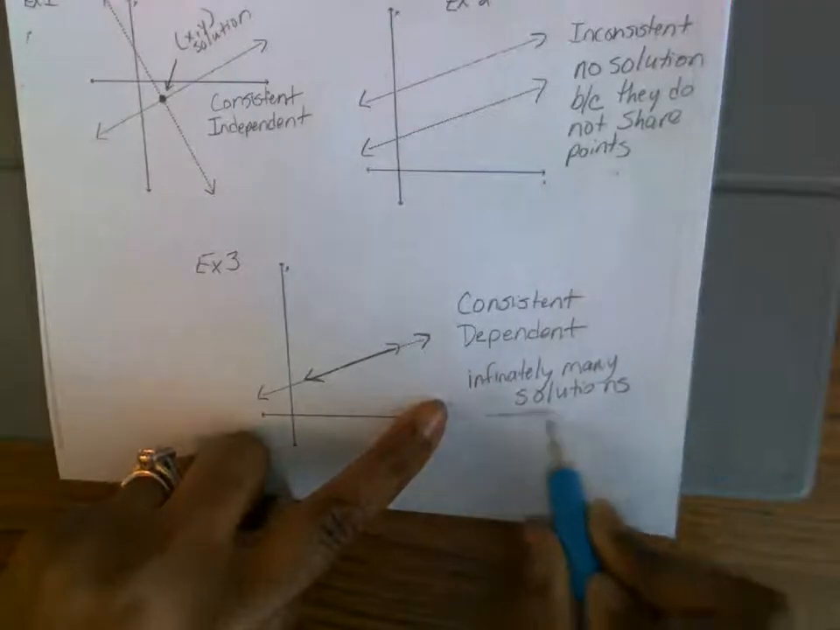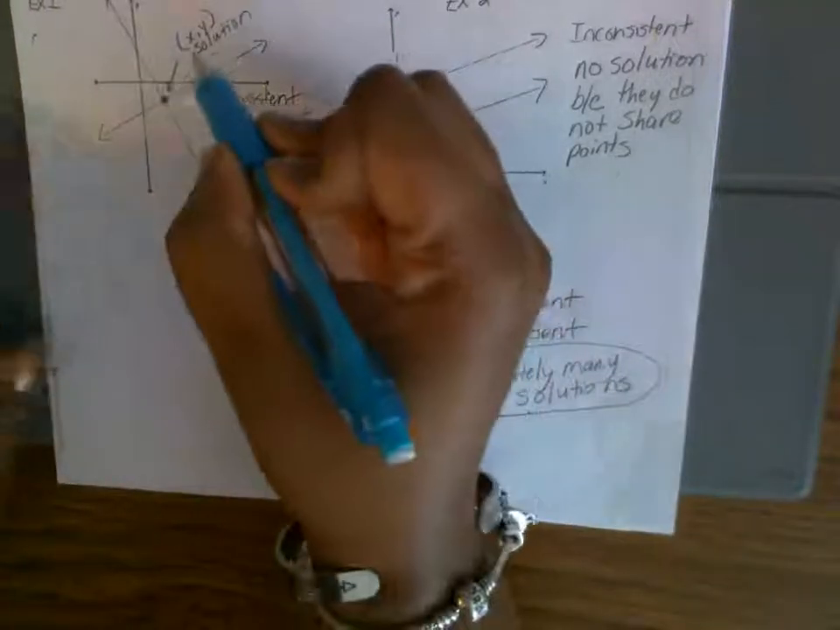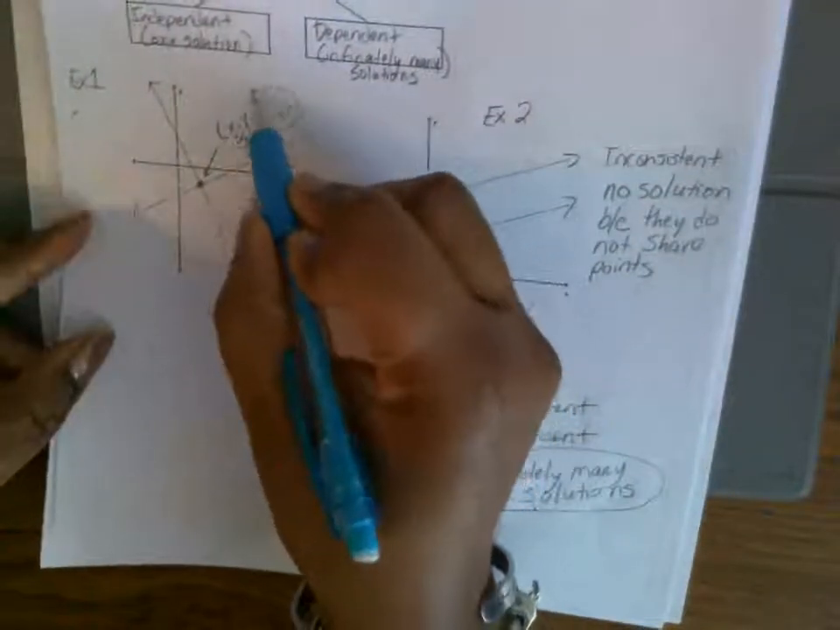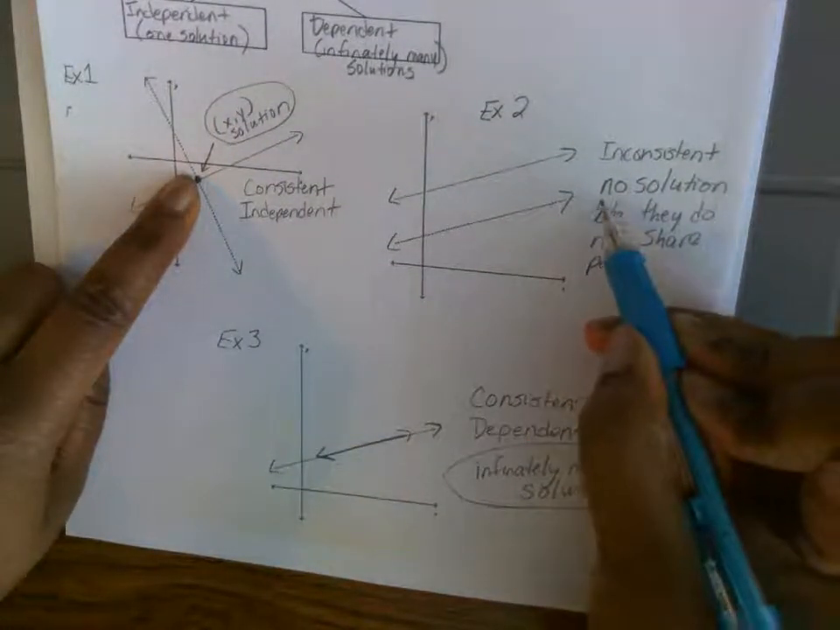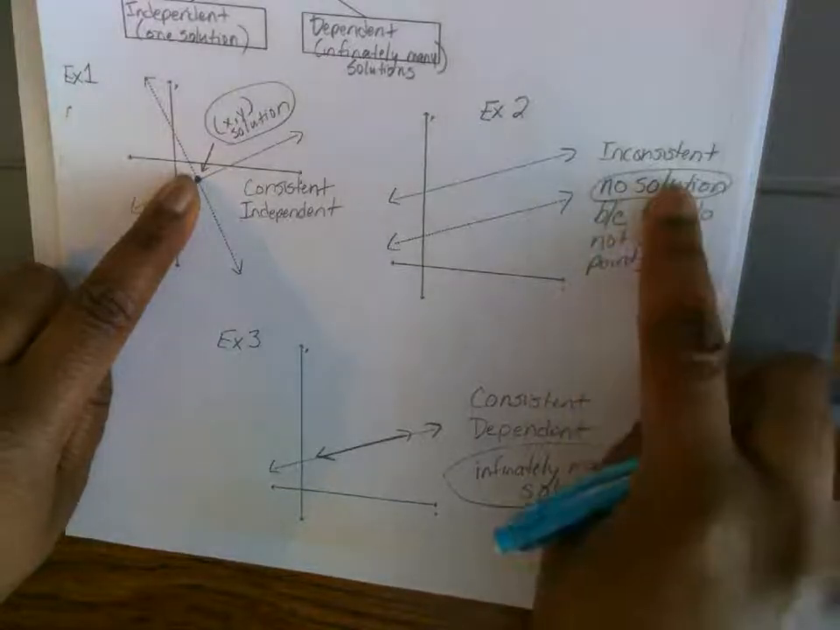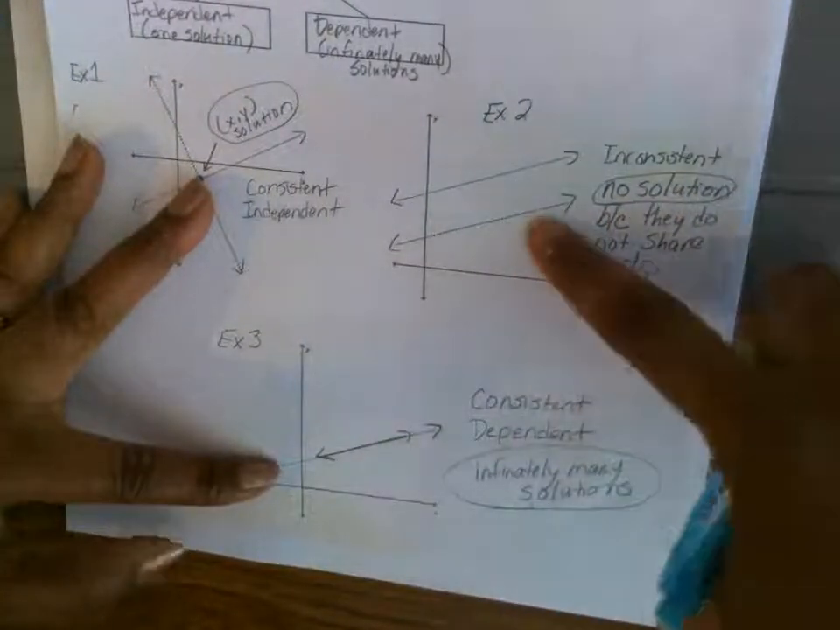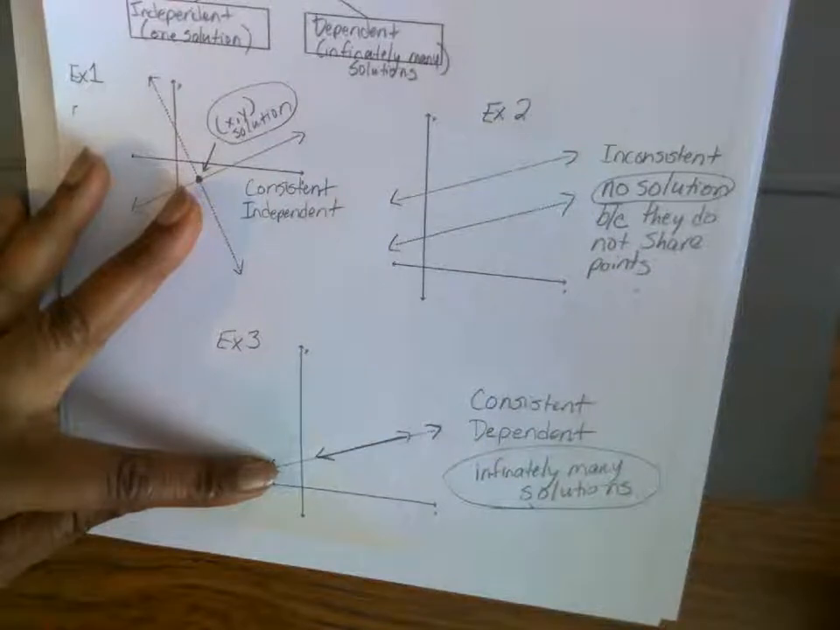This would be the answer for this one. Whatever this 1 point that they share is, this ordered pair would be the answer to this one. And no solution because the lines don't touch. This will be the answer to this system. Okay, I'm going to pause so you can write.